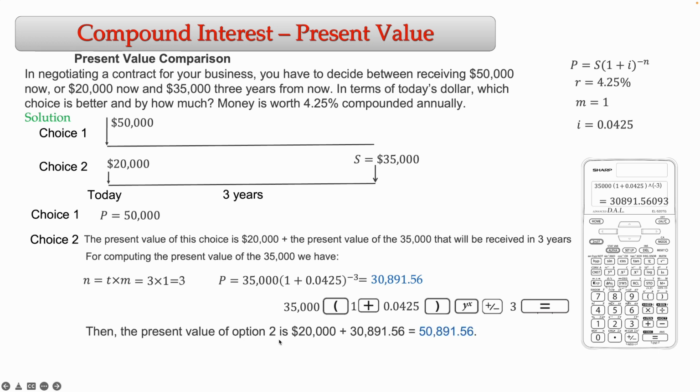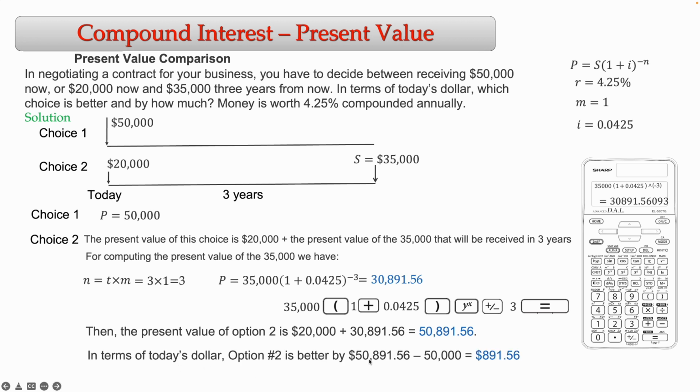The present value of option 2 is 20,000 plus 30,891.56. That gives me 50,891.56. So I noticed that in this option, you are receiving more money in the second option than in the first, in terms of today's dollars, as the question asks. In terms of today's dollar, you are receiving 891.56 more. So you make the subtraction of these two amounts to notice the difference.